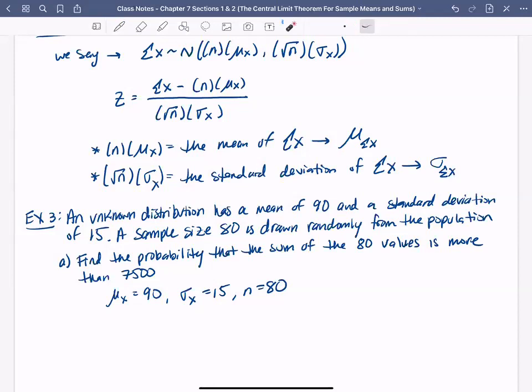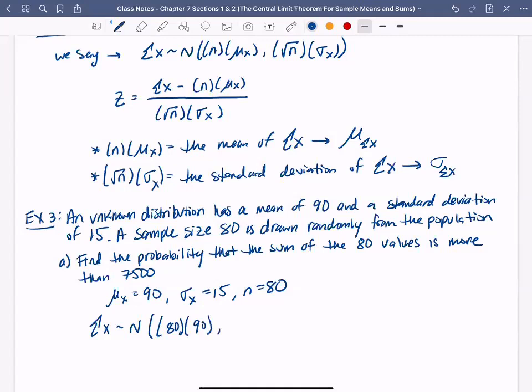So I'm just going to try to keep this on the screen here so we can mimic this. This says that the summation of x is normally distributed, and that means our n, which in our case is 80, our mu sub x is 90. That's now our new mean.